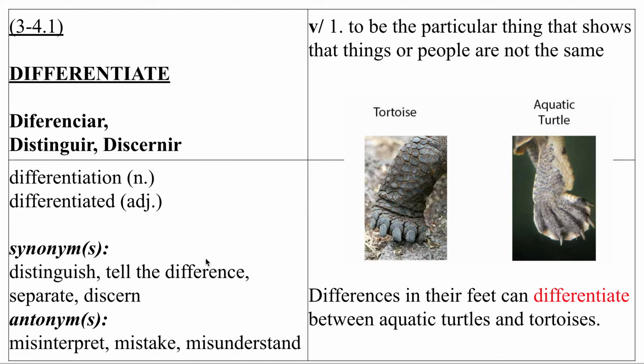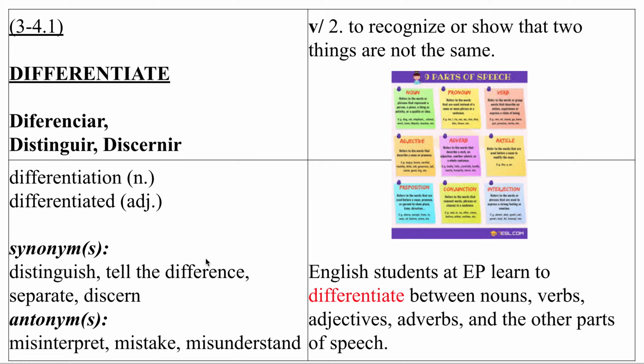So let's say you find a turtle somewhere and you want to know, is this turtle a tortoise or is it an aquatic turtle? You can look at their feet. So the differences in their feet can differentiate between the turtles and the tortoises, which means esa diferencia en los pies es lo que nos dice que son diferentes, que nos muestra que son diferentes. That's definition 1.